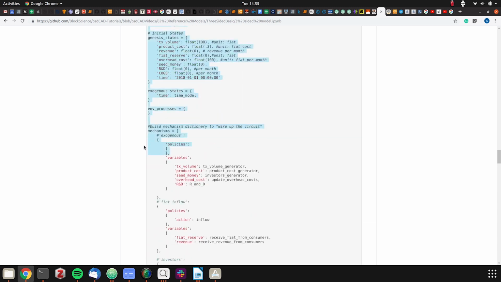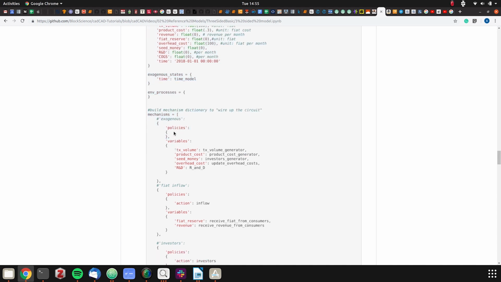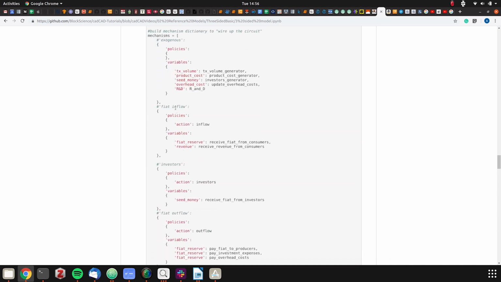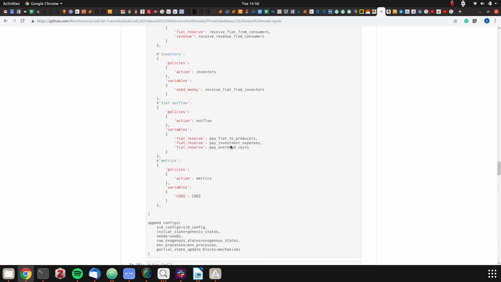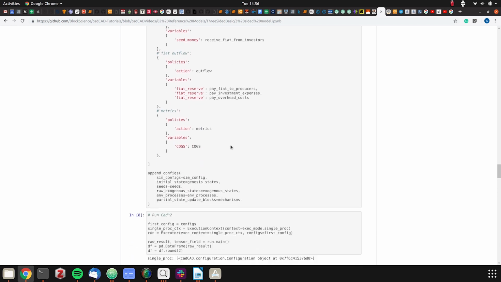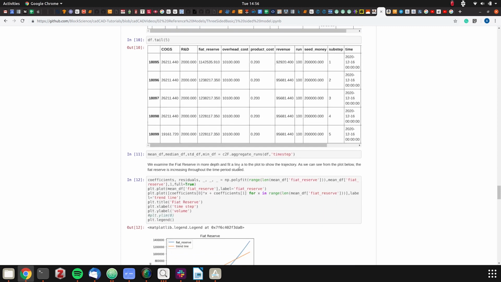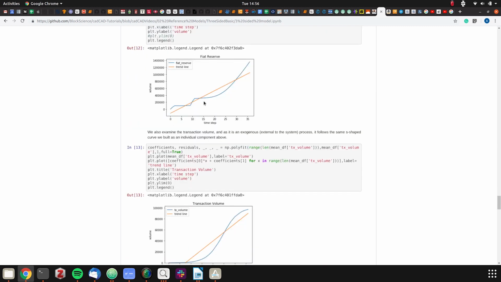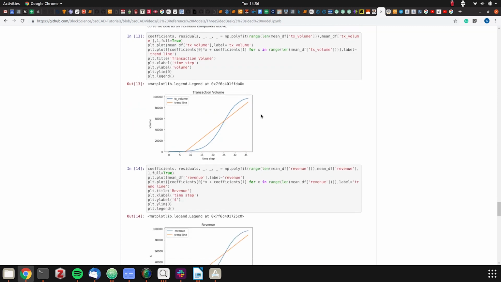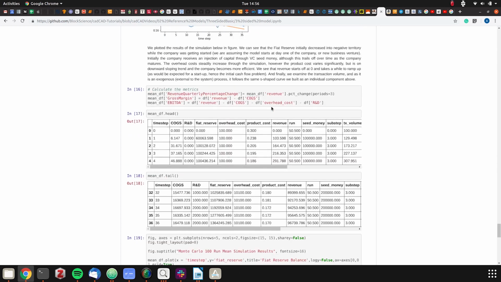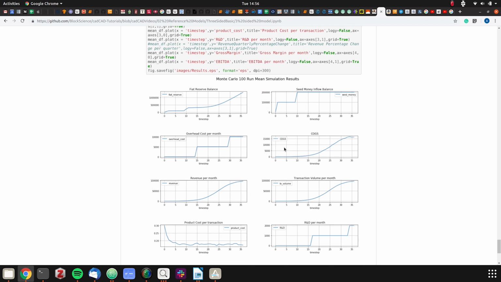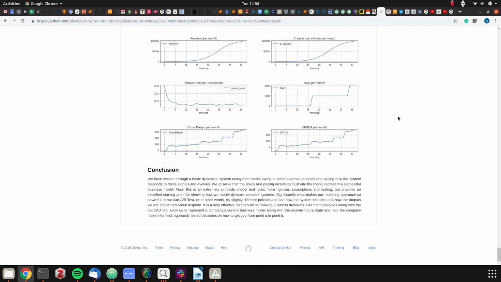Now in cadCAD, we can have a policy. There are no policies for exogenous processes. They just operate. Fiat inflow: we have the inflow, which if it's a 1, it operates. We're basically abstracting out the agent-based policy methods. And then when we run it, the result gives the same outputs you've already seen. We can see just a linear curve here. Coefficients: I'm just fitting a best fit line to kind of show that. And then we see the Monte Carlo simulations here, and those are the same results.